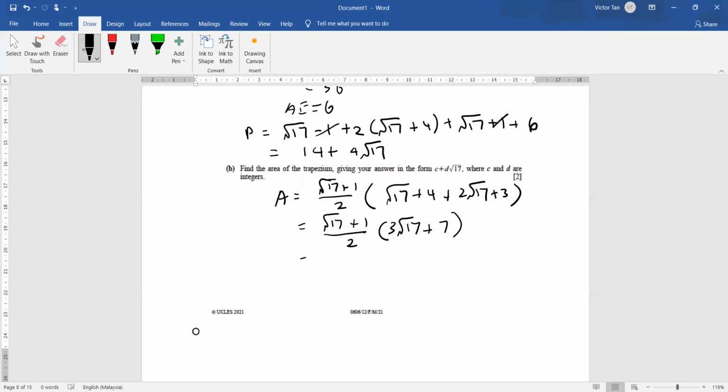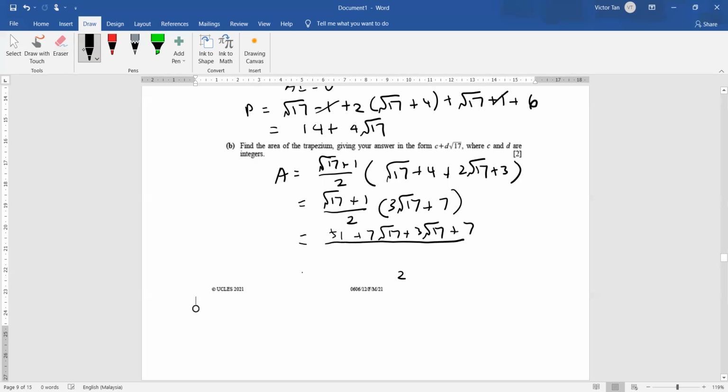Now you're going to expand. Root 17 times 3 root 17 is 3 times 17, which should be 51, plus 7 root 17 plus 3 root 17 plus 7, all over 2. Finally, the answer is 51 plus 7, 58 over 2. Oh, my root dropped down. 58 over 2 is 29, plus 10 root 17 over 2, 5 root 17. That's it.